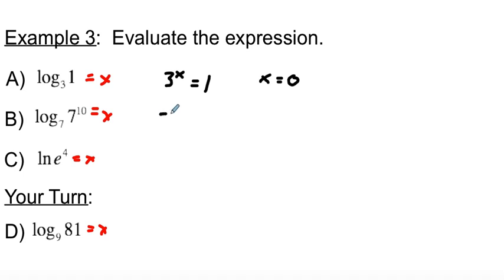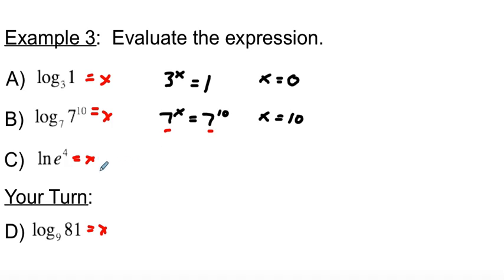Next one, I can do the base to its power is equal to 7 to the 10th. Since the bases here are the same, you've got a 7 here and a 7 here, then the powers must be equal to each other, so x there simply ends up being 10.